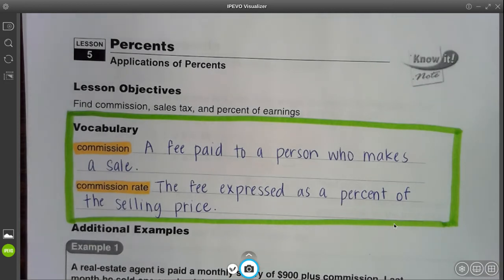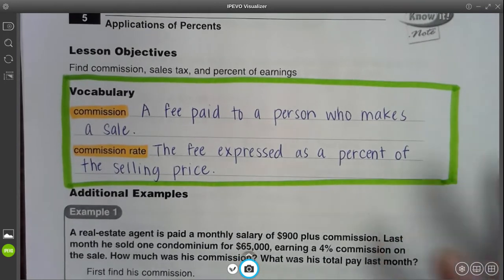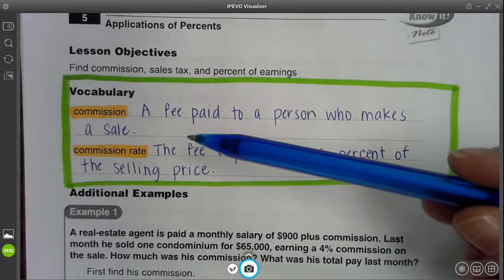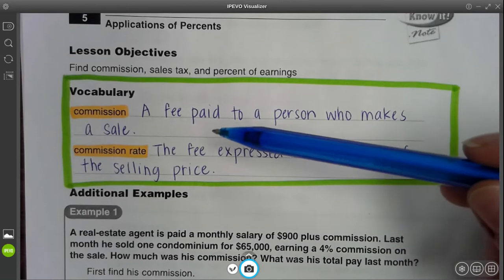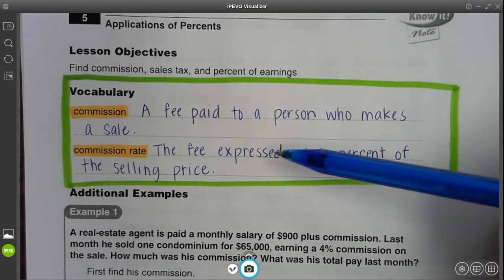All right, here is section 5, applications of percents. So today we're going to talk about applying this to situations with money. First, let's talk about pushy salespeople. A commission is a fee that's paid to a person who makes a sale.